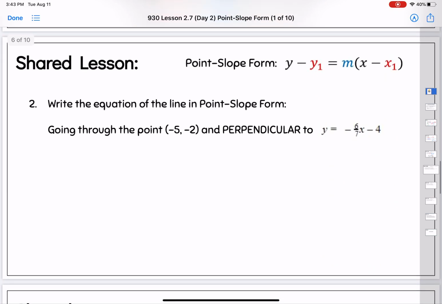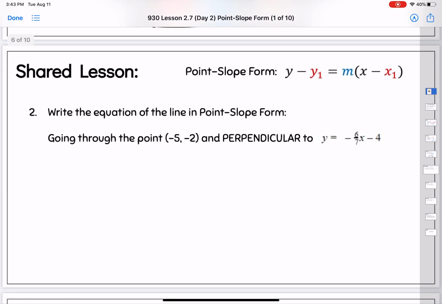Okay, so here's something similar, right? This one, write the equation of the line in point-slope form, goes through the point (-5, -2). This time it's perpendicular to the equation y equals -6/7 x minus 4. Why don't you pause your video and see what you can do on this one?